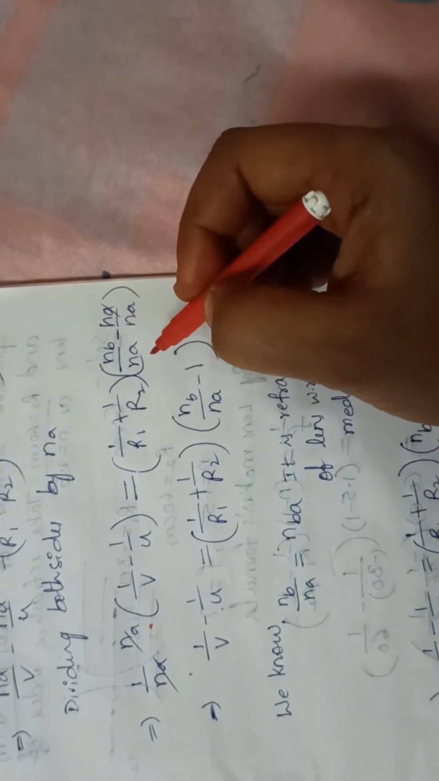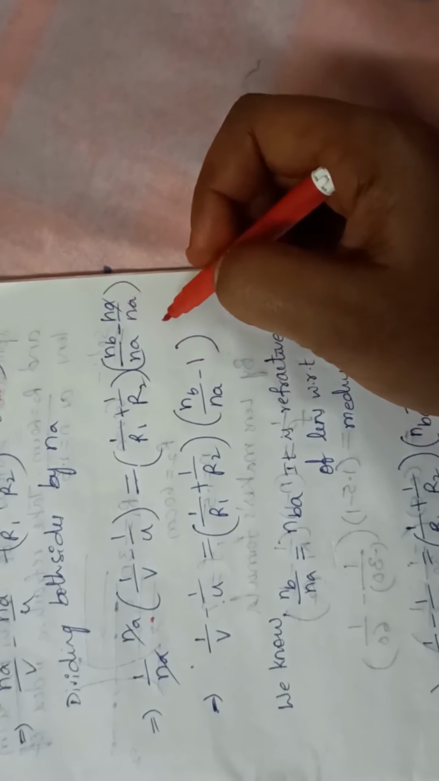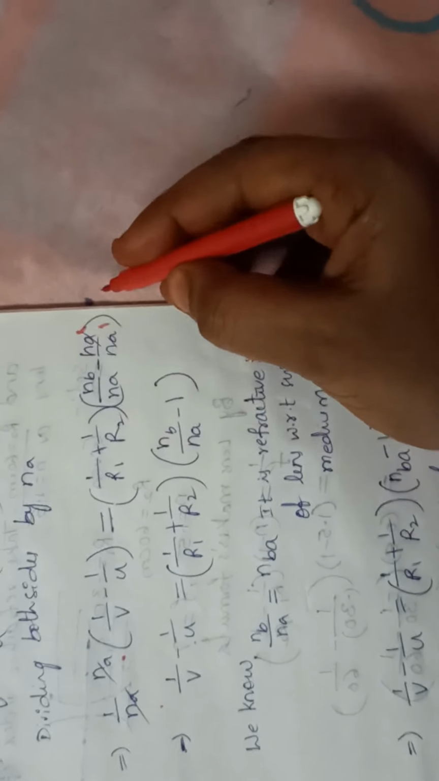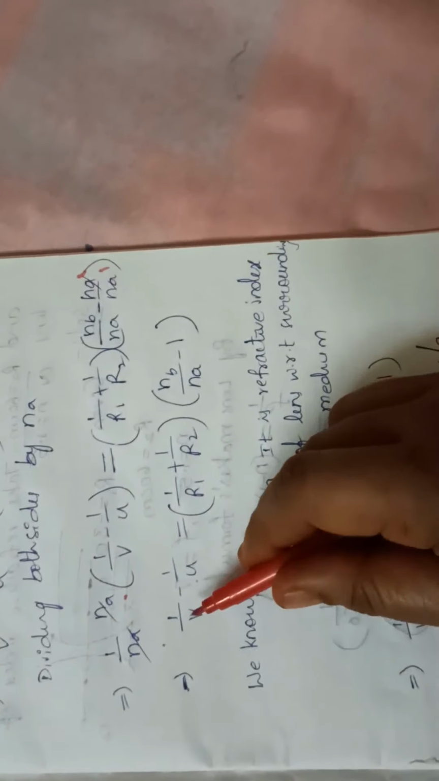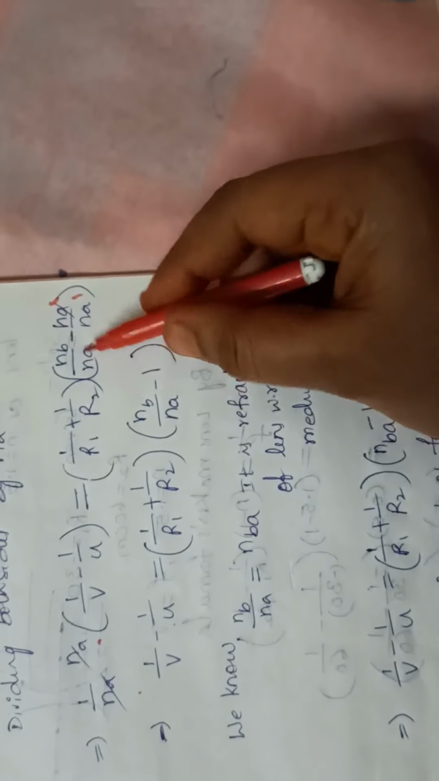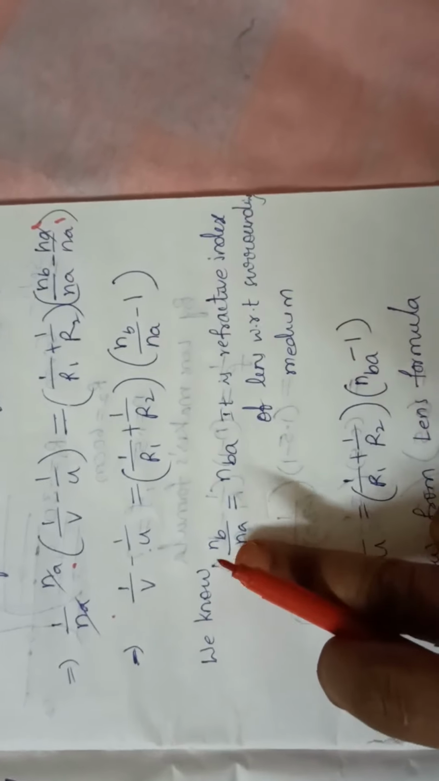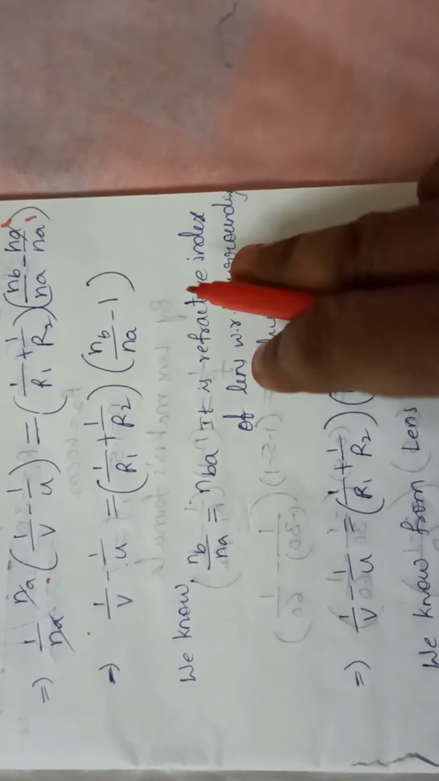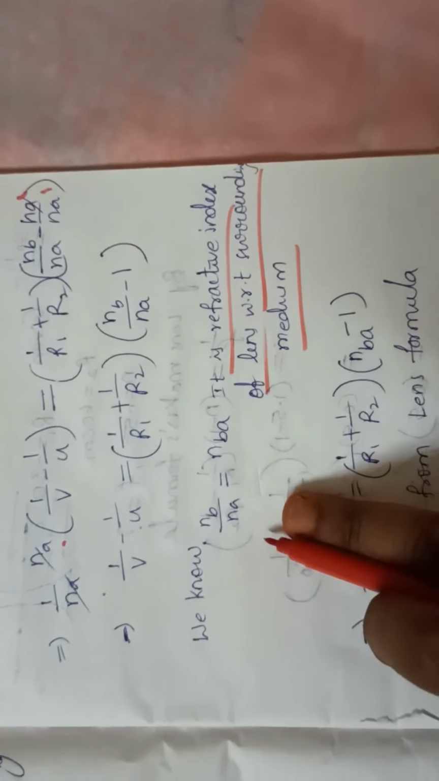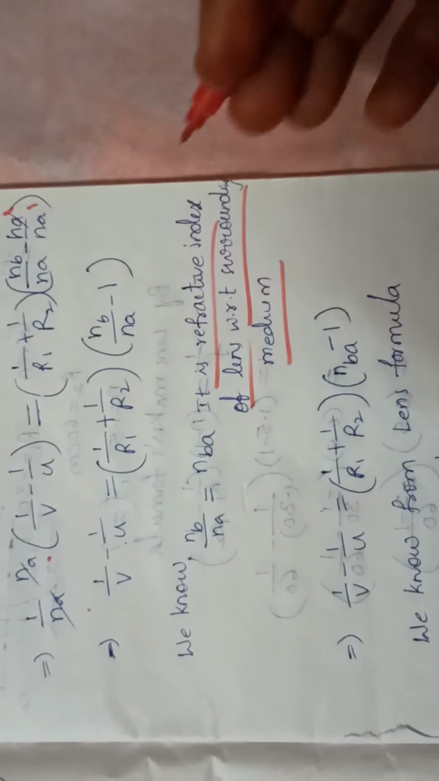I am dividing both the terms with Na. So Nb by Na minus Na by Na, here Na gets cancelled and we get 1. So 1 by V minus 1 by U is equal to 1 by R1 plus 1 by R2 into Nb by Na minus 1. We know Nb by Na is equal to NBA, the refractive index of the lens with respect to the surrounding medium. So in the place of Nb by Na we can write NBA, children.